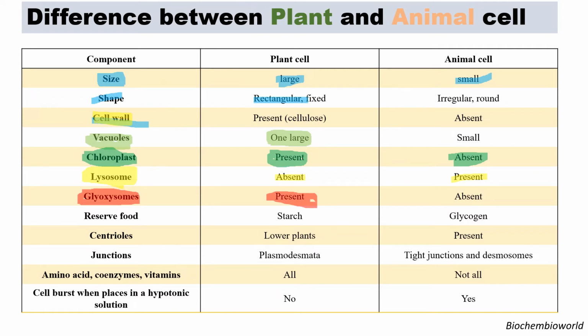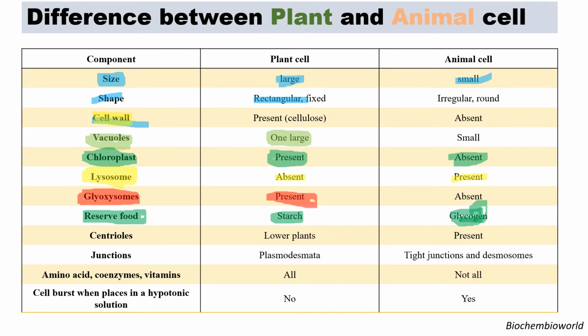Okay, next comes the point reserve food. How do plants and animals store food? In plants, they store food in the form of starch, whereas in the animal cell, they store food in the form of glycogen. They are both made up of glucose units. If I talk about the monomer, the mono unit of them, it's glucose only. Okay, differences in the branching: I think glycogen is more branched in comparison to starch.